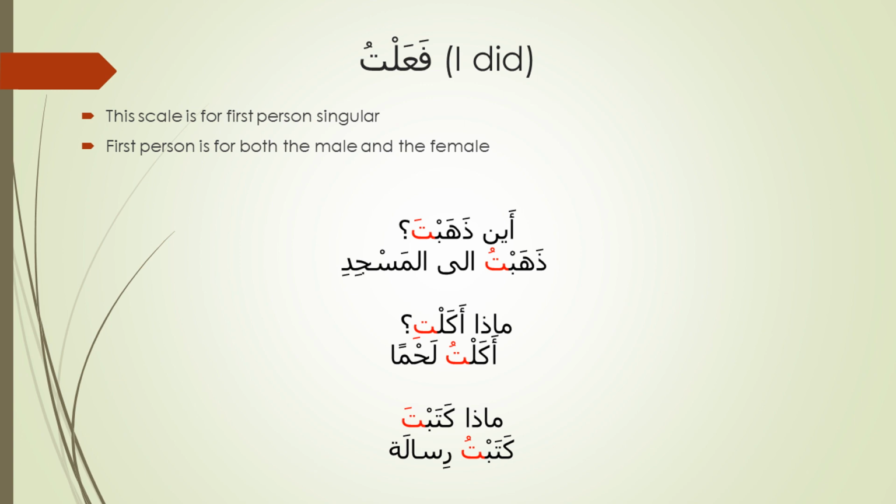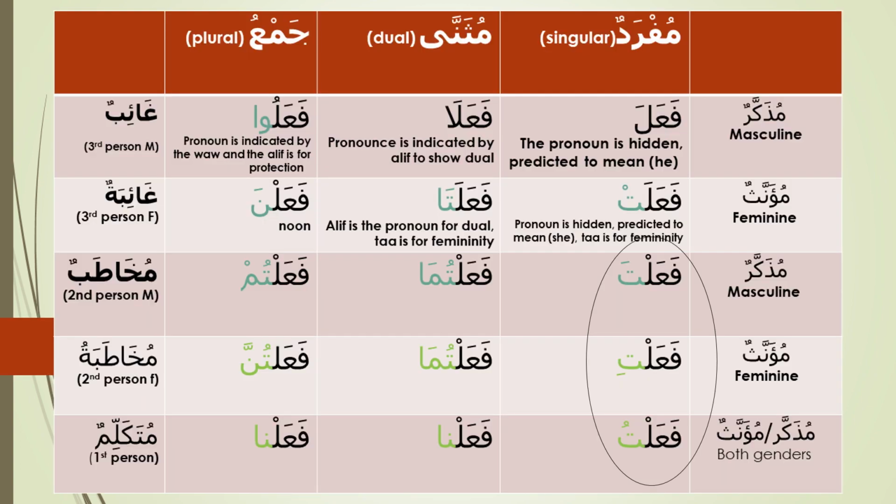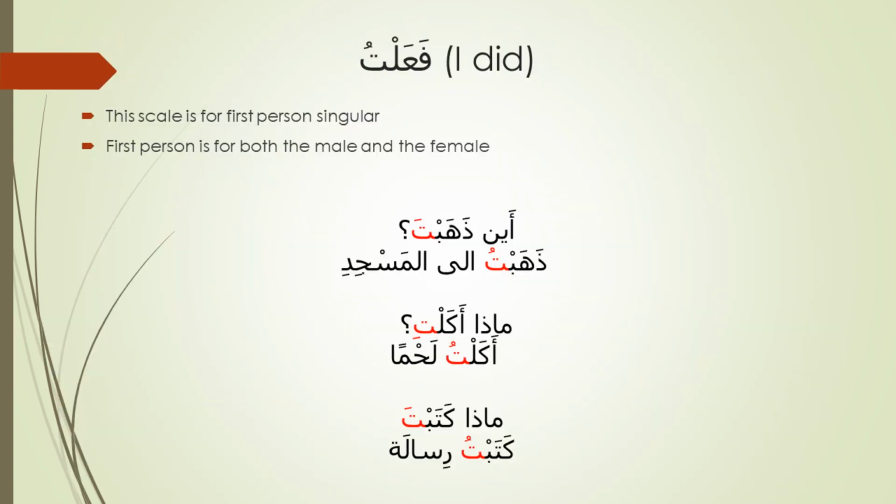So now we've increased our fa'ala with a tu. The ta comes 3 times, I think. Fa'alta, fa'alti, and then we have fa'altu. Okay? And this is first person. There's no difference between the man and the woman. That is why in the questions, I switched it up.